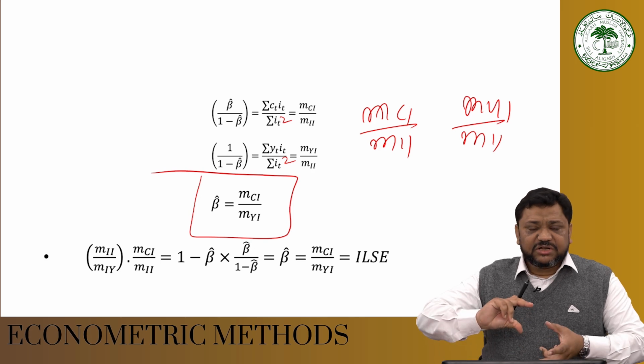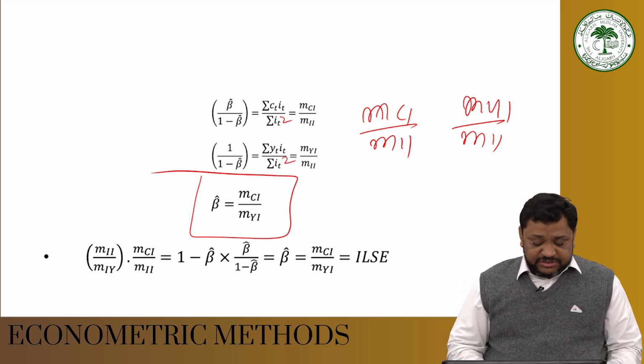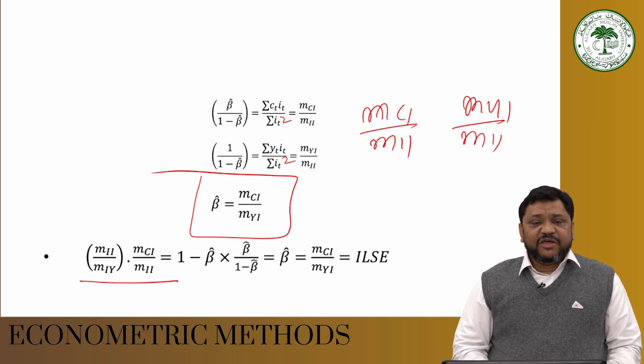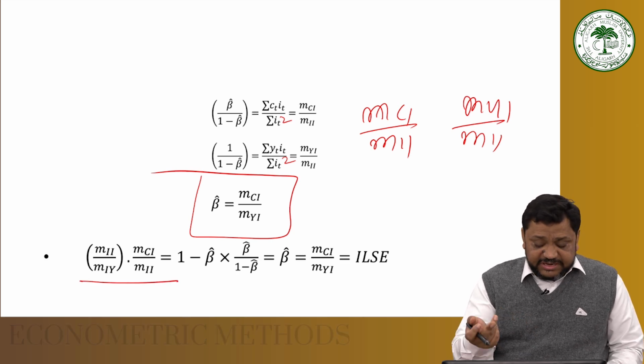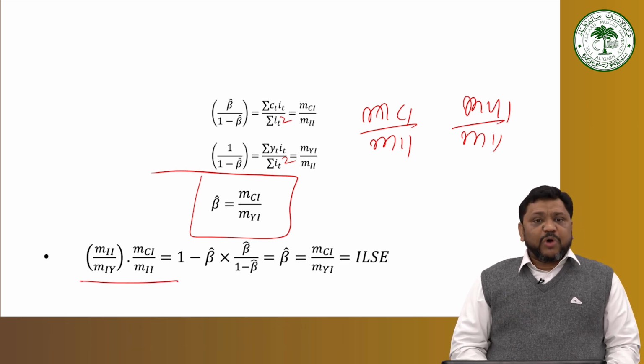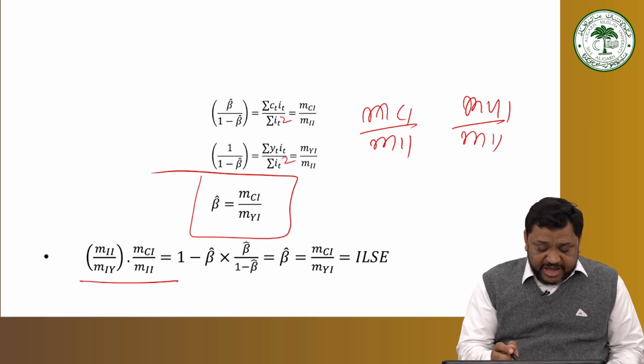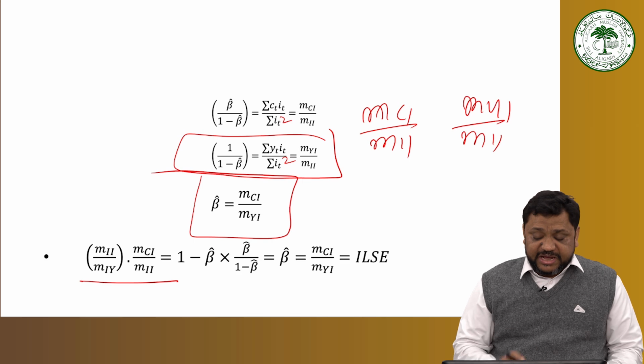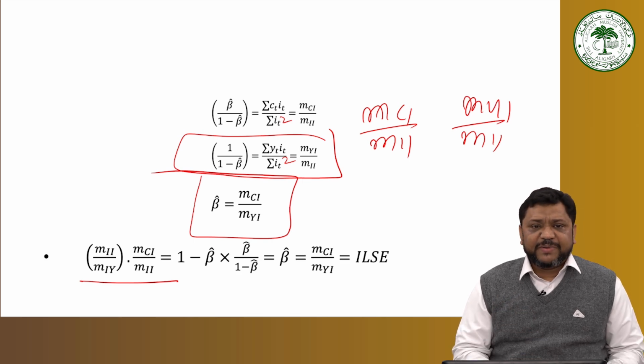Now if we just reverse it and multiply, that is, we do the calculation for Mii Miy multiplied by Mci divided by Mii Mii. So what we have done, we have this formula: 1 upon 1 minus beta is equal to Myi divided by Mii.